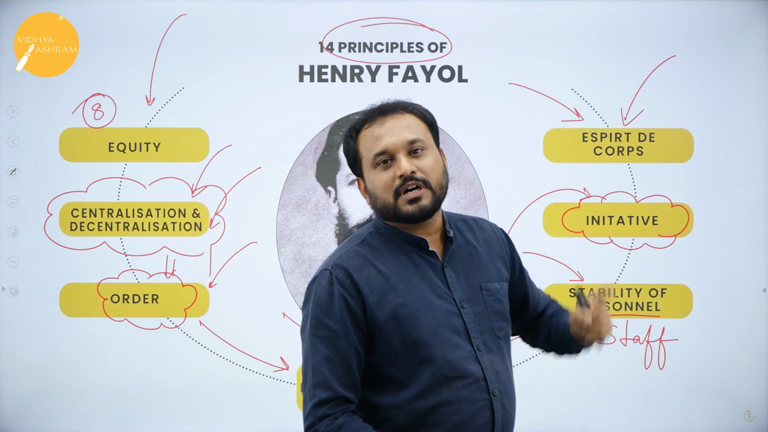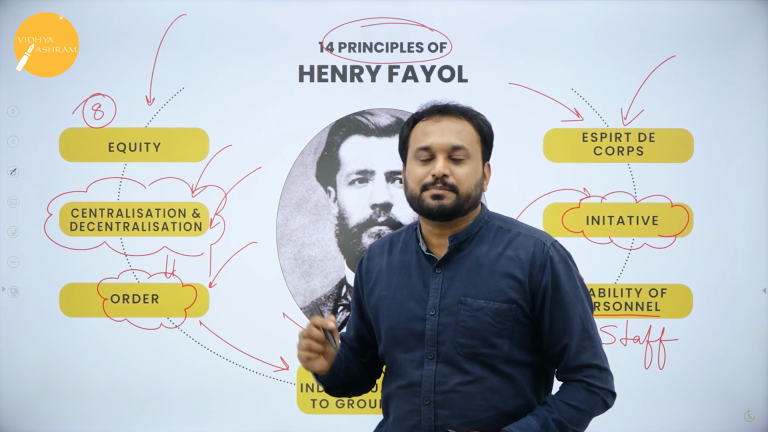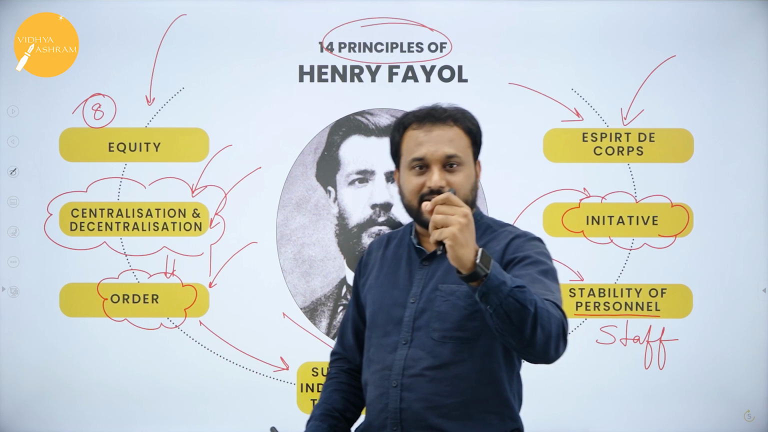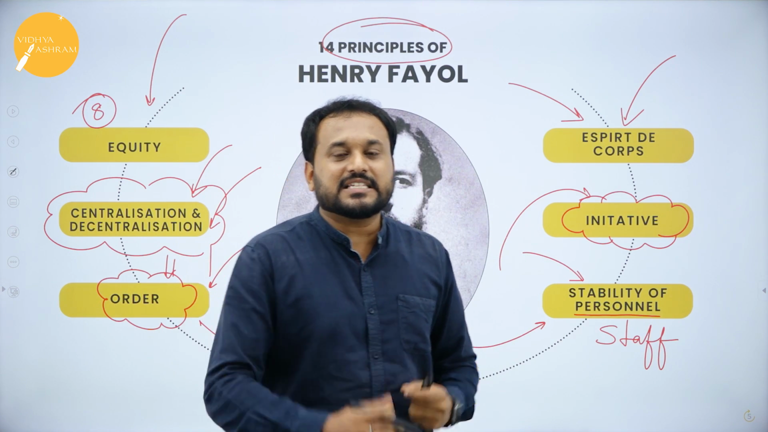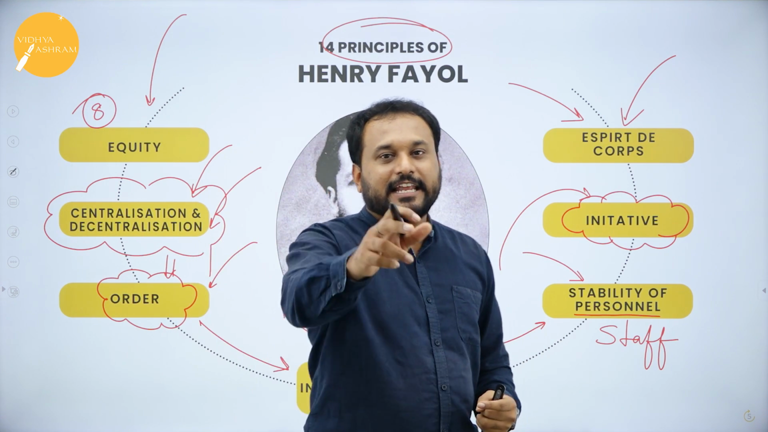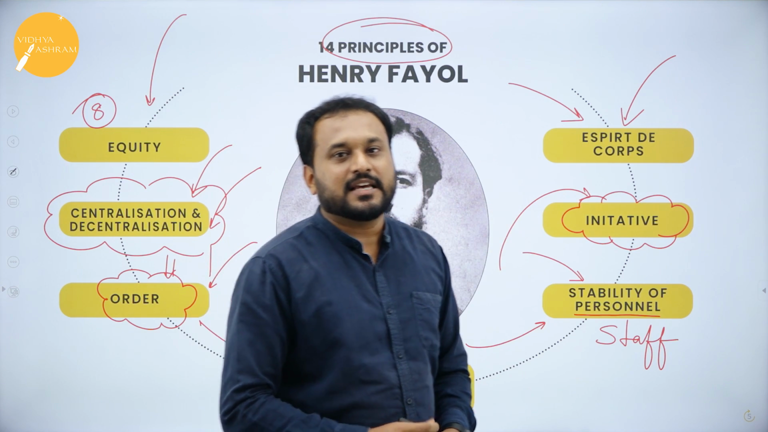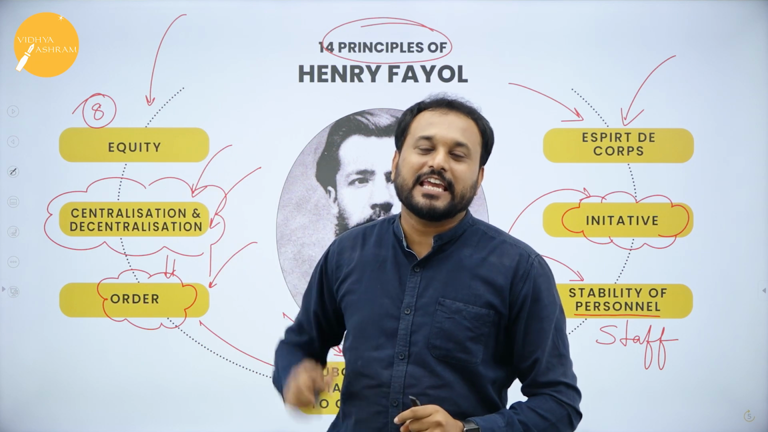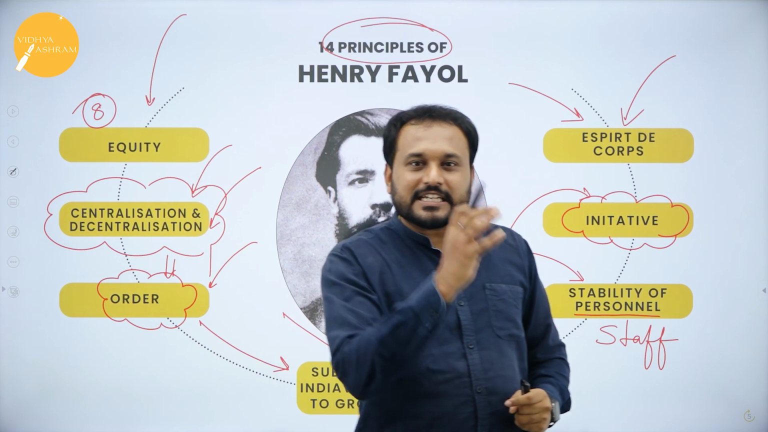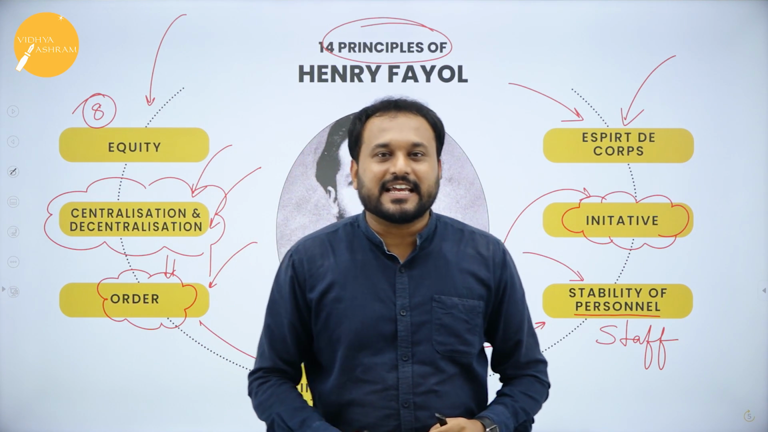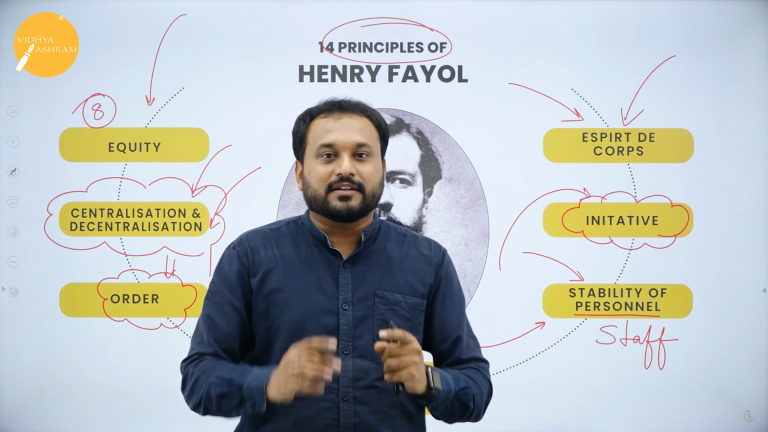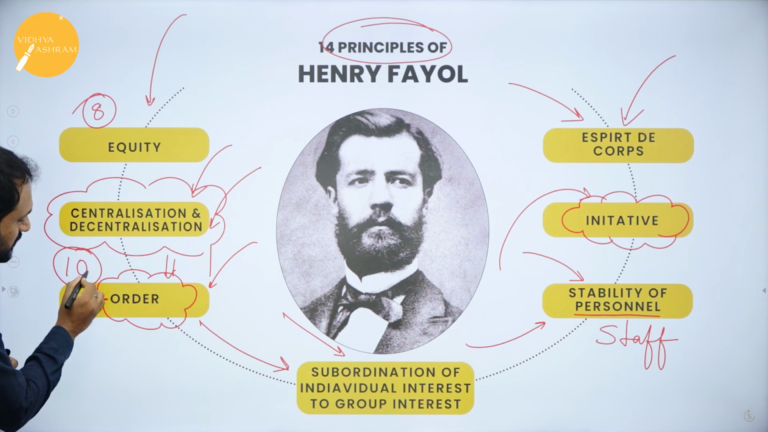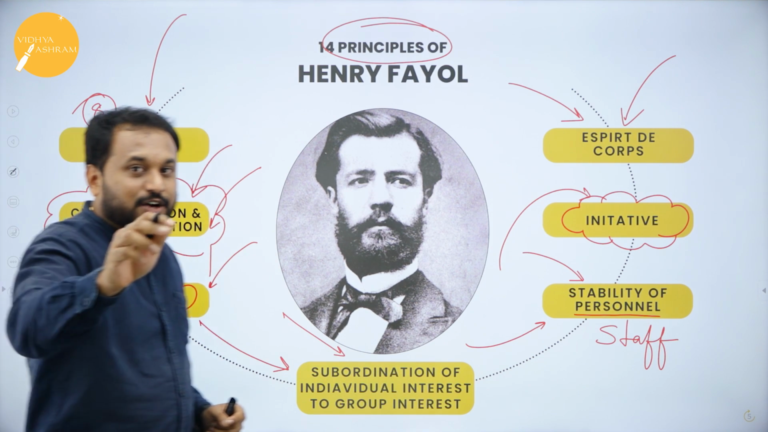Students, if you take these examples and move on with your business, if you go with all these principles and take them into your life, then definitely you will attain success. Let me recall the 8th one, E for equity. Then you have the 9th one, centralization and decentralization. The 10th one is order. How to remember this, I'll just tell you: 1-0, order. That is how you are supposed to remember.